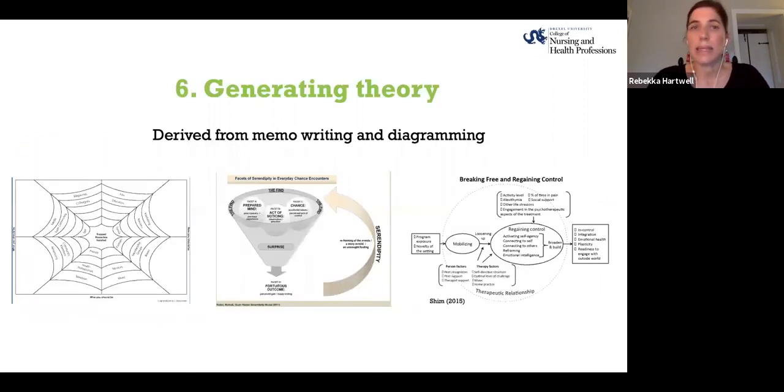And then the last step is to generate a theory. And I wanted to just give you a few examples. So the theory, again, is really mostly derived from the memos and the diagramming. And here are some examples. On the left is Brene Brown's Web of Shame. In the middle is an example of how these theories might look. And then on the right is Dr. Minjung Shim. Her dissertation five years ago, she also came up with a grounded theory.